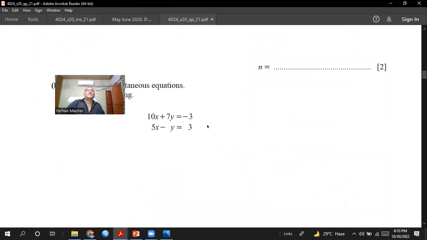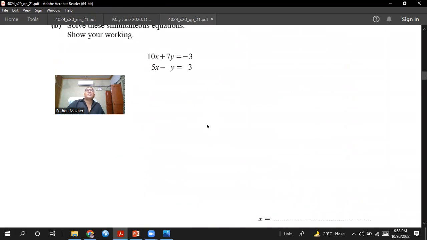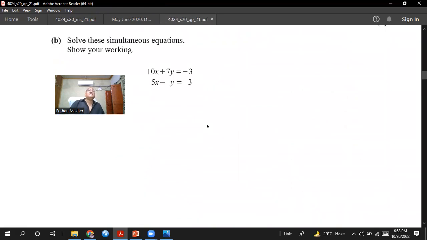Okay, so we are going to question number 3, B part. The previous question was of 2 marks. This question is of 3 marks. They say solve these simultaneous equations, show your working. Here we have 2 equations given, 10x plus 7y equals minus 3. That's the first equation. And 5x minus y equals 3. That is the second equation.